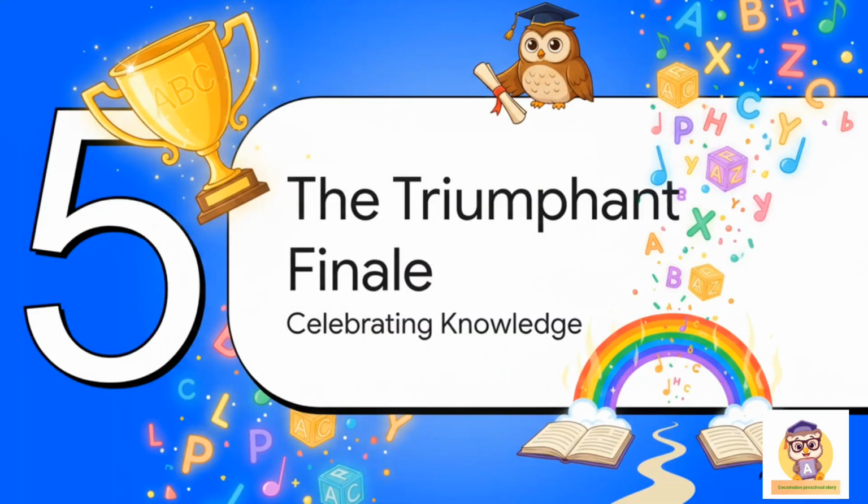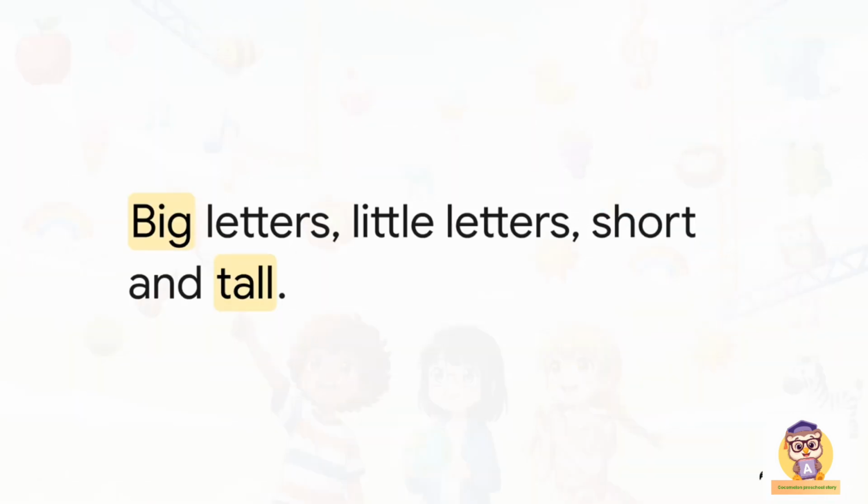Section 5, the triumphant finale, celebrating foundational knowledge. As we reach the end of this explainer, let's quickly look at how the source structures its conclusion. Big letters, little letters, short and tall. These final lines just beautifully summarize the vast visual diversity of the alphabet that the learner has successfully mastered. It reinforces the fact that what they've learned isn't just some abstract song, it's a real collection of distinct physical shapes, big, little, short, and tall, all ready to be written and read.